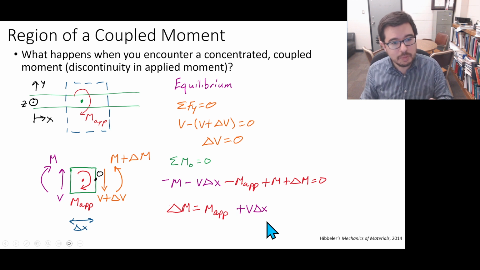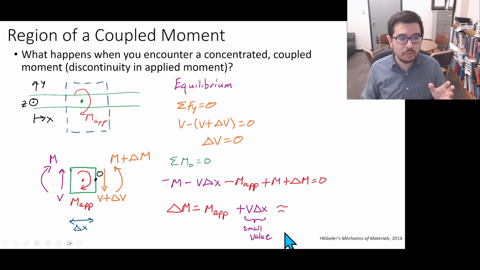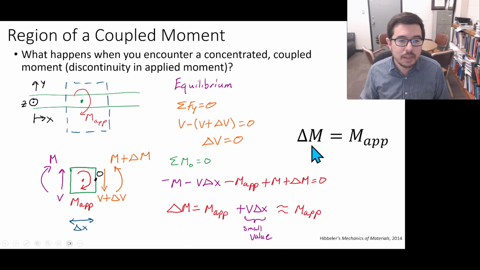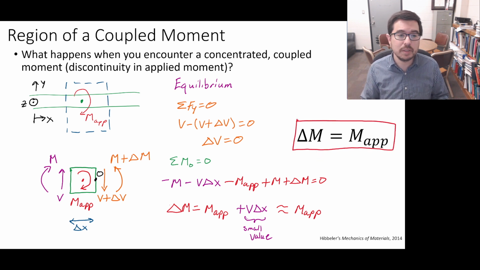And what do you think we're going to do? We're going to say that delta x is small, and therefore we can say that delta M is about equal to the applied moment, and this is the equation we want to take away from this derivation.